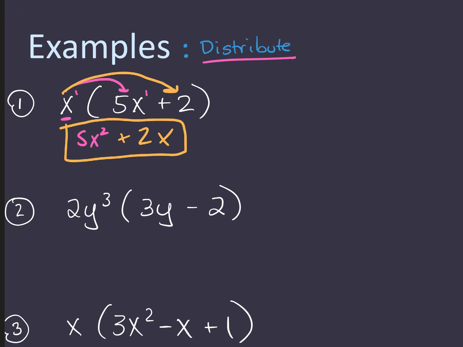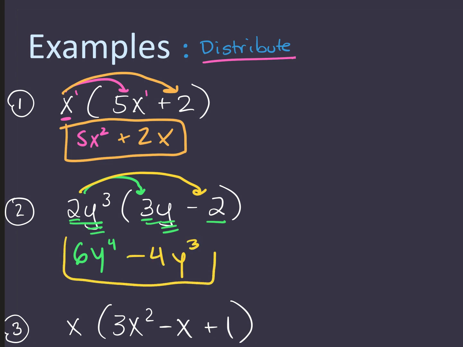For number 2, again, we have one term on the outside multiplied to two terms on the inside, so we have to distribute. 2y cubed times 3y, you multiply the coefficients together, so 2 times 3 would be 6, and then multiply the variables together. So y cubed times y would be y to the fourth power. And then 2y cubed times negative 2 would be negative 4y cubed. And that's our answer. Again, these are not like terms, so we can't add them together.